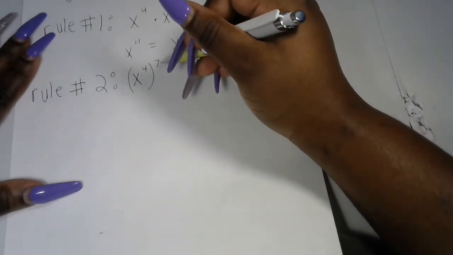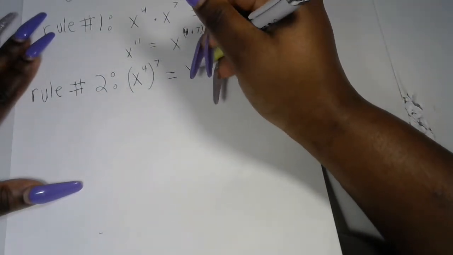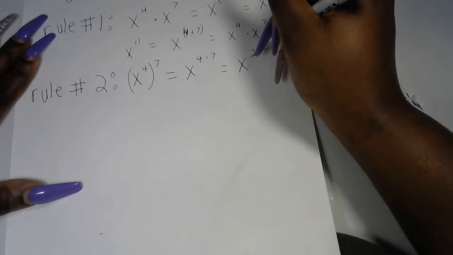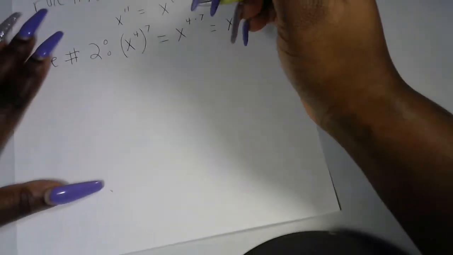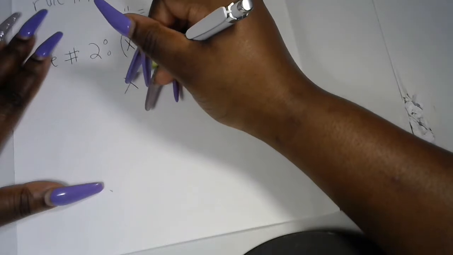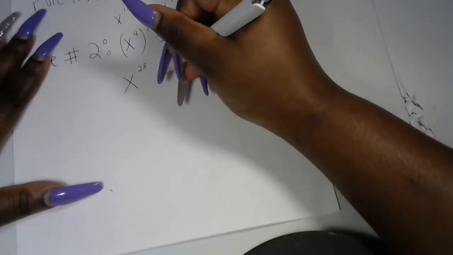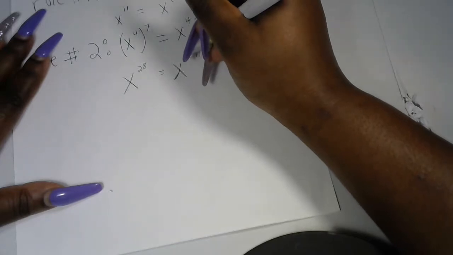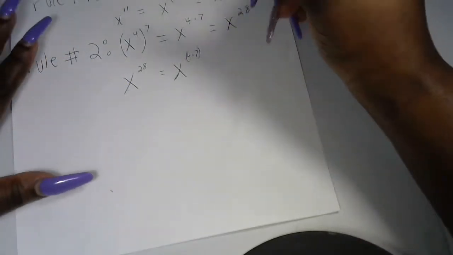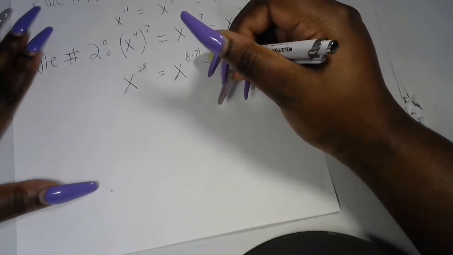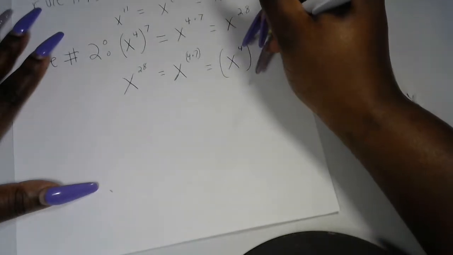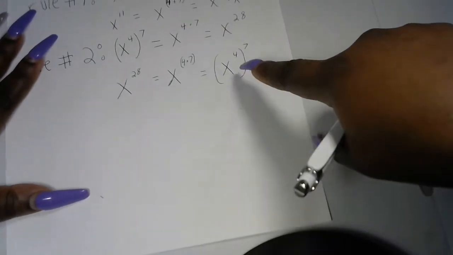So x to the 4th to the 7th power would be equal to x to the 4 times 7, which is just x to the 28th. Also, x to the 28th power, since 4 times 7 is equal to 28, can be broken down into x to the power of 4 times 7. And then this 4 times 7 can be broken down into x to the 4th and all of that to the 7th power. If the exponents are multiplied, it can be broken down like this.